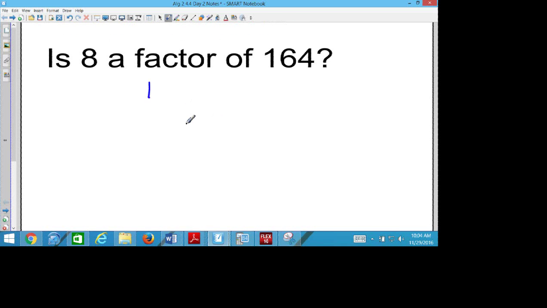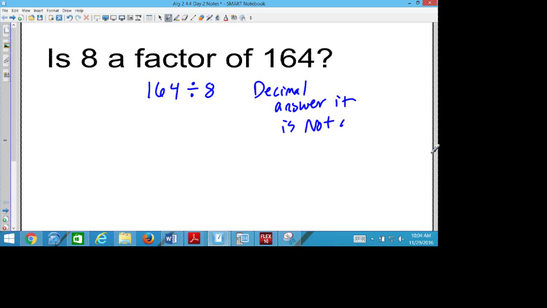And if it is a factor, what would I not have? Or if it isn't a factor, what would I have? How would you know? If there was a decimal answer, it is not a factor.